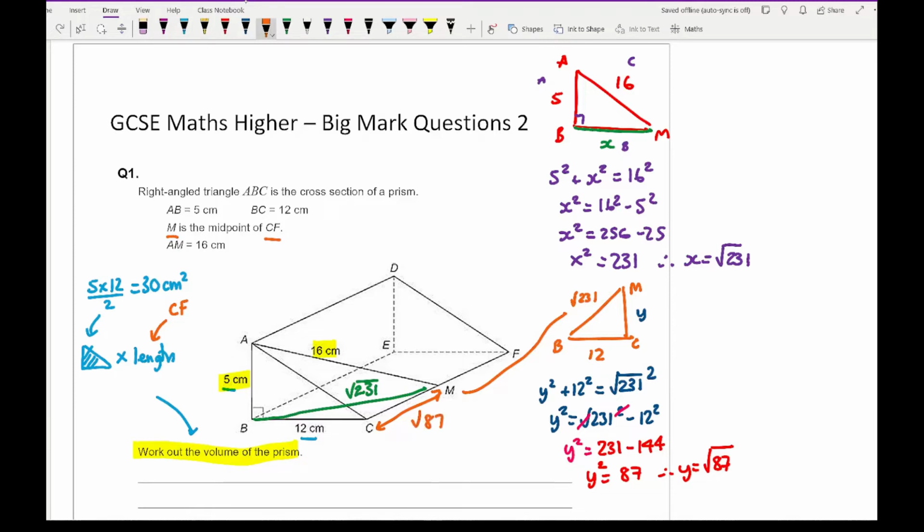equals root 87. Now we've said that M is the midpoint, so that means that this length here is also going to be root 87, giving me a total length of CF being 2 lots of root 87. Now again, for many of you this may be a calculator question in which you may have a decimal version of it. I'm going to keep my answer in surd form just in case this question is non-calculator.